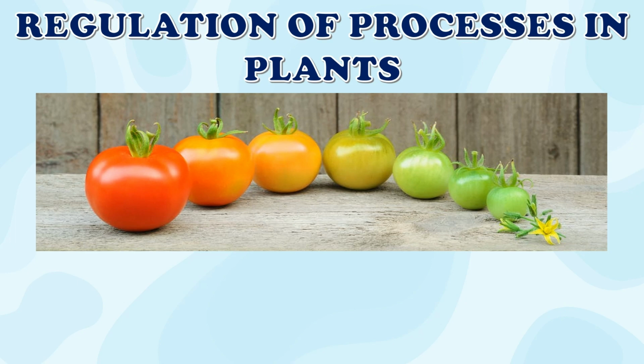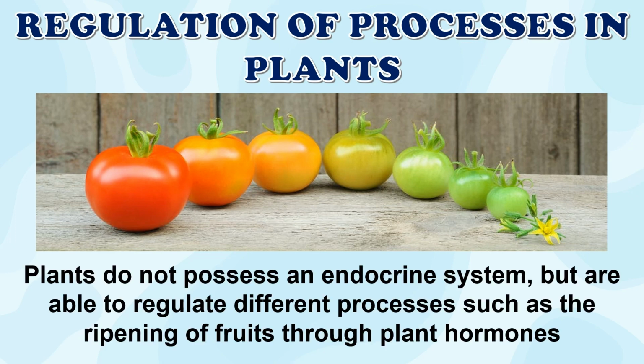So, plants don't have an endocrine system, but still they can regulate processes through what we call phytohormones. Again, plants do not possess an endocrine system but are able to regulate different processes such as ripening of fruits through plant hormones. Alam naman natin, yung mga prutas ay mayroong paghinog na nagaganap, which mas okay sila kapag hinog na kainin, yung kadalasan sa prutas.